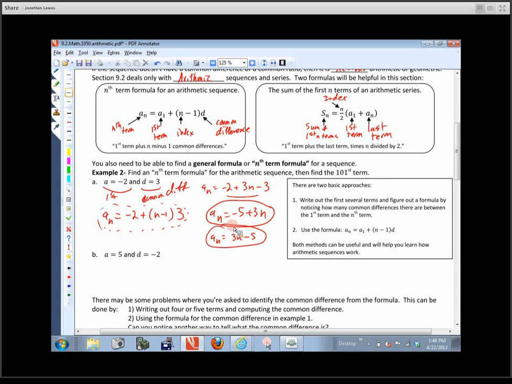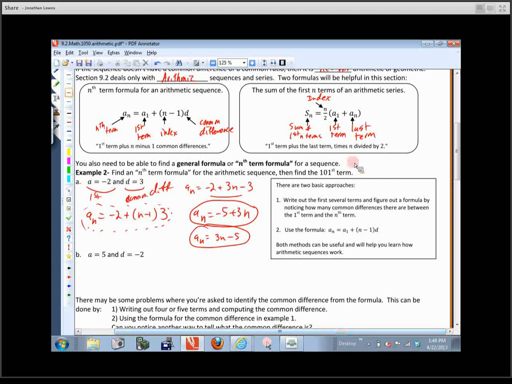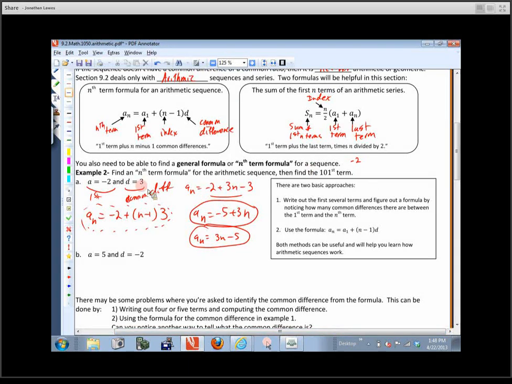Okay, now, that's one of the two basic approaches. There's another approach that would be this. Well, let's just write it out and see if we can figure it out. If the first term is -2 and the common difference is 3, the next one's going to be, well, add 3, that would be 1. Add 3, that would be 4. Add 3, that would be 7. Add 3, that would be 10, and so forth.